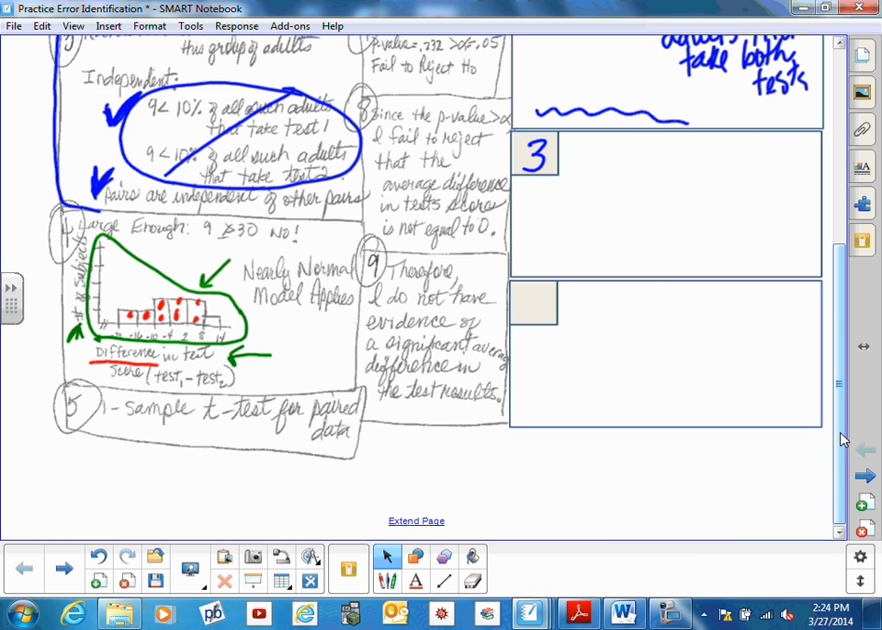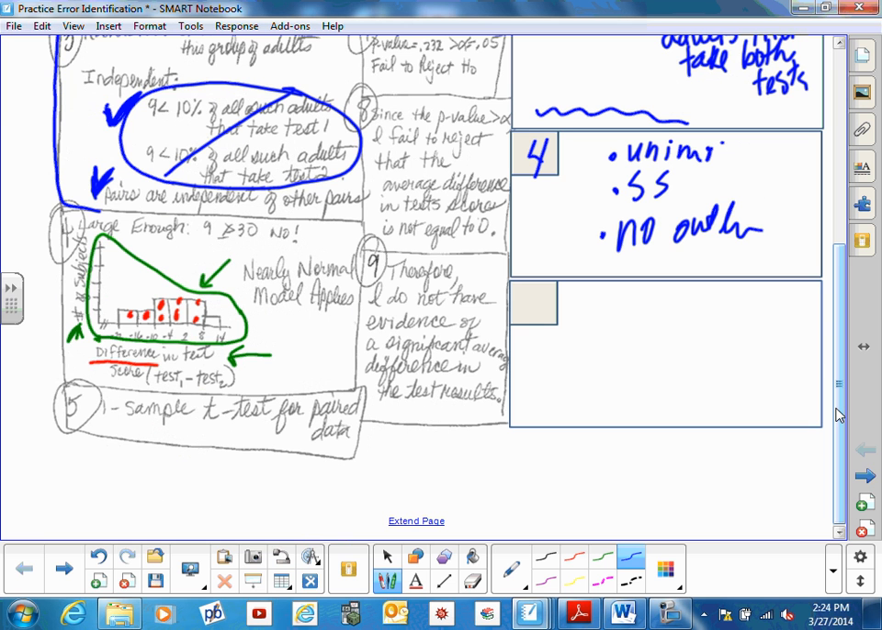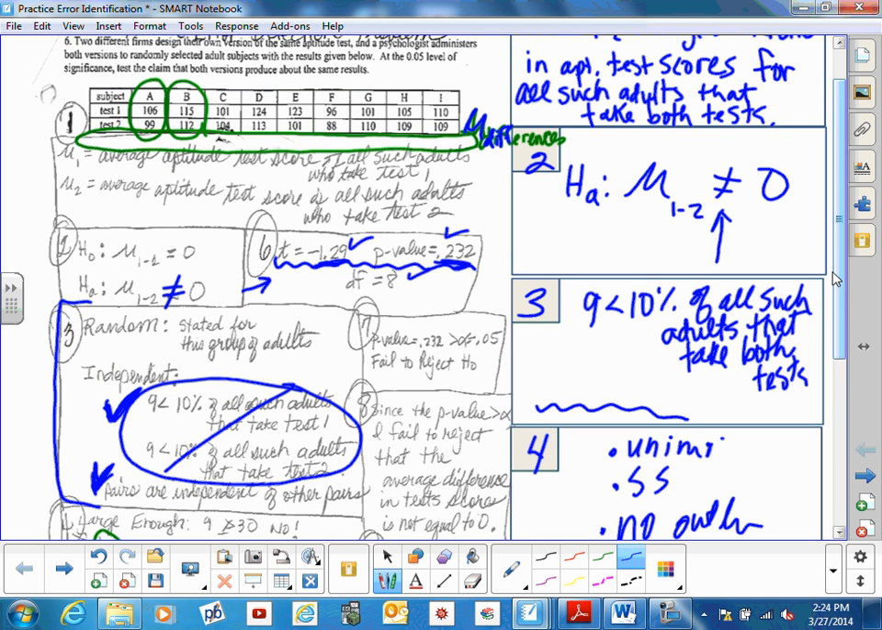You have to do your little thing that says unimodal. Aha. Good. So number 4 has a component missing, which is the unimodal, somewhat symmetric, which I'm just abbreviating here, but done on the test, and no outliers. Is the name of the test correct? One sample t-test for paired data? Yes, we decided we were doing this problem in a paired fashion.